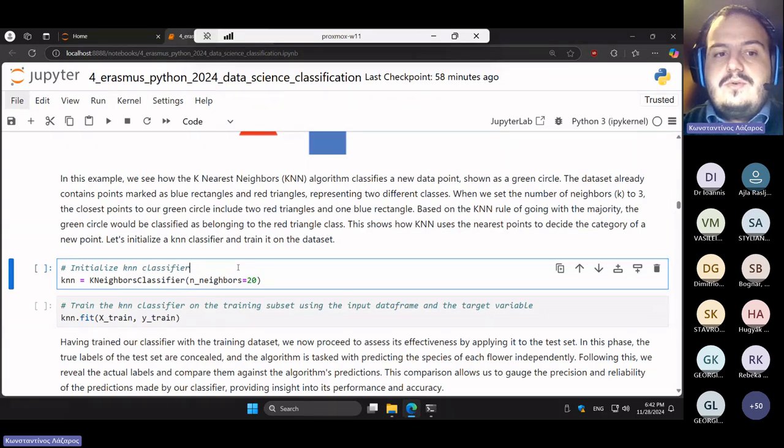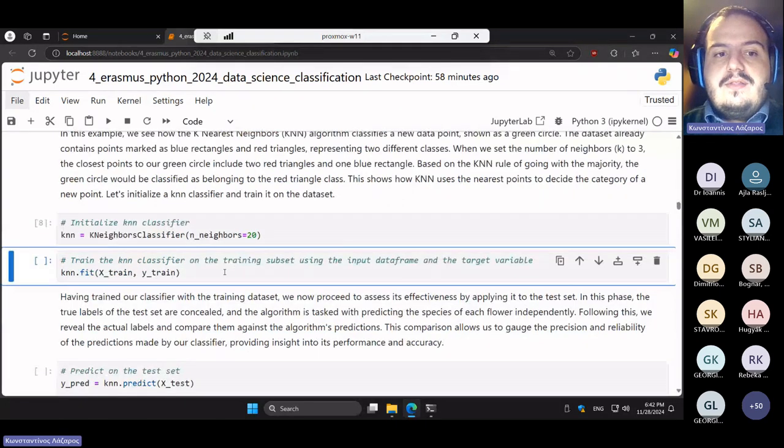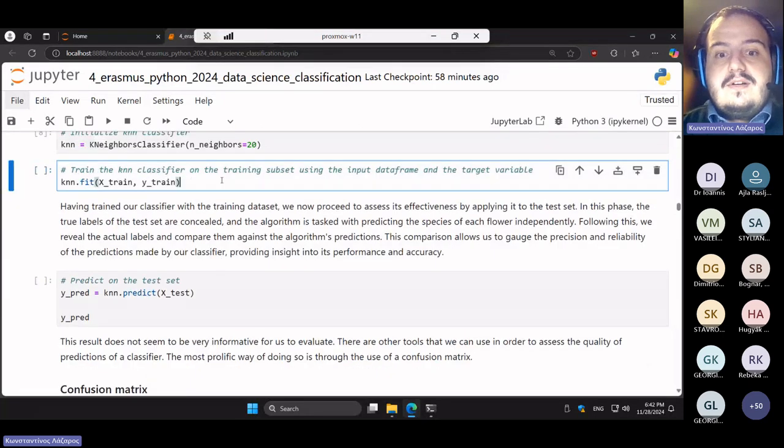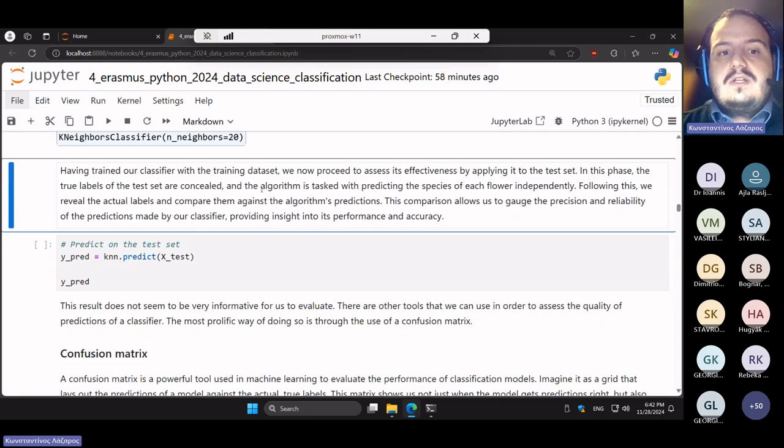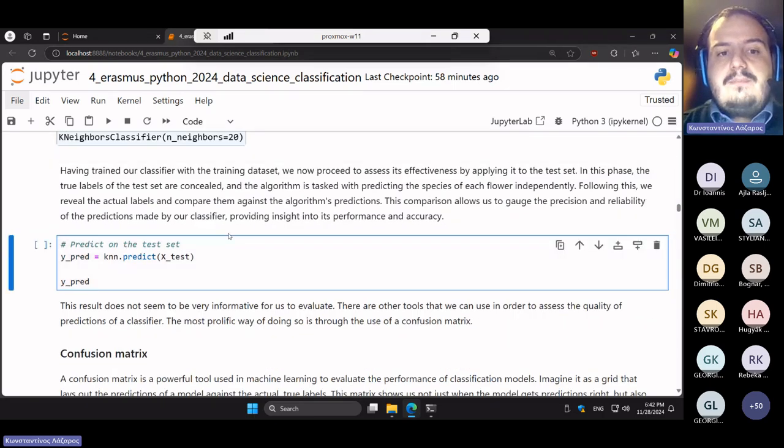So we initialize the algorithm, and then we give it the samples that we have at hand. This is an indication that the algorithm is done. Training has been completed. And then we can use the test set in order to make predictions, as you can see right there.